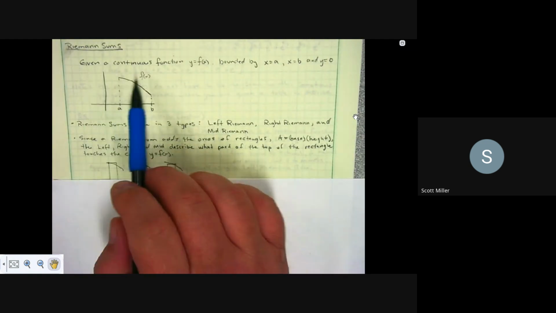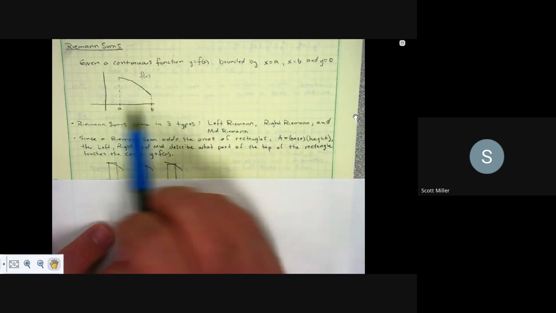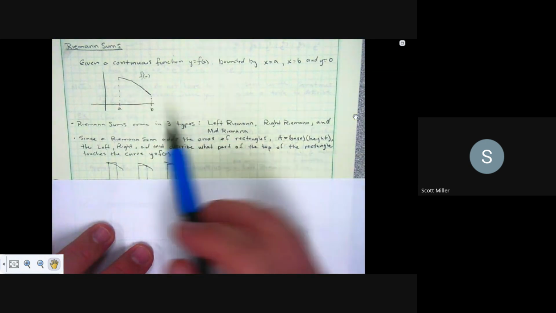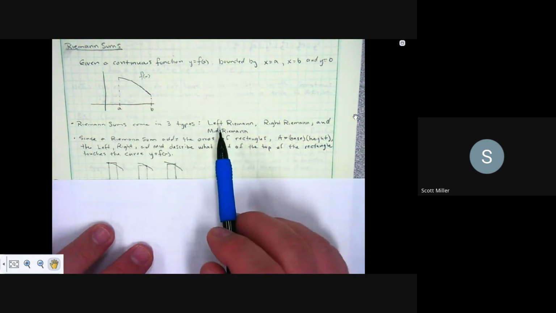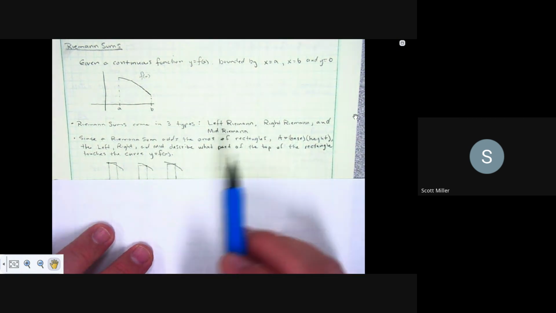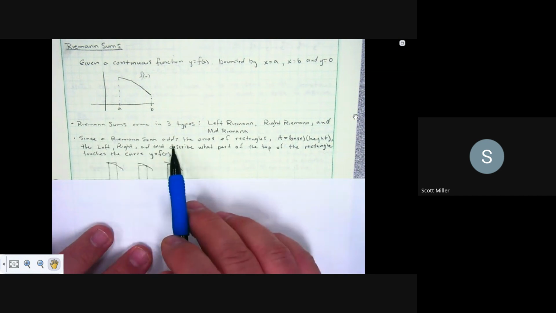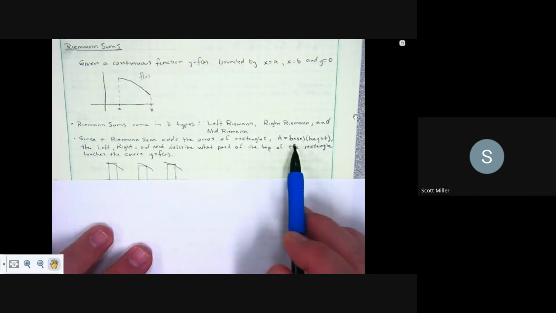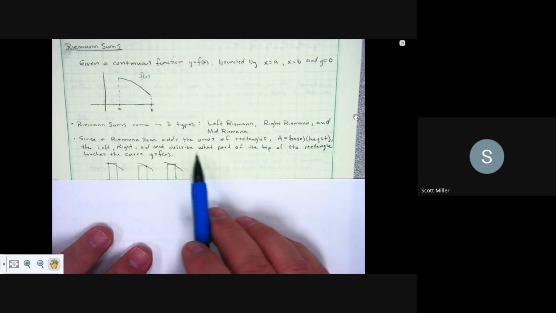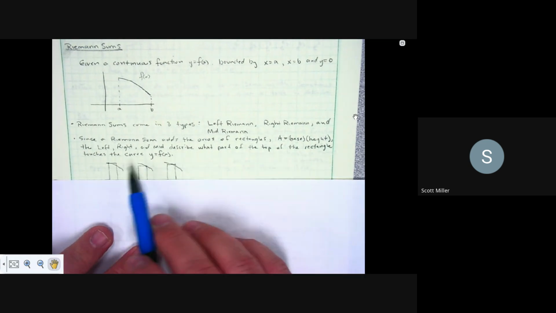So I have a continuous function f bounded by a, b, and the x-axis. So we're looking at this region right here. A Riemann sum comes in three types: a left, a right, and a mid. And I'll explain what those mean here in just a moment. Since the Riemann sum adds the areas of rectangles, which is basically the areas of base times the height, the left, right, and mid describe what part of the top of the rectangle touches the curve.